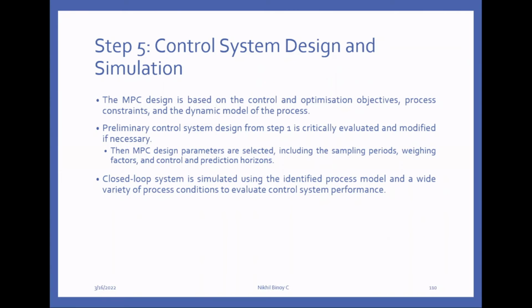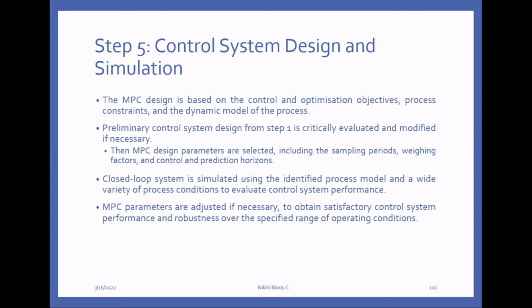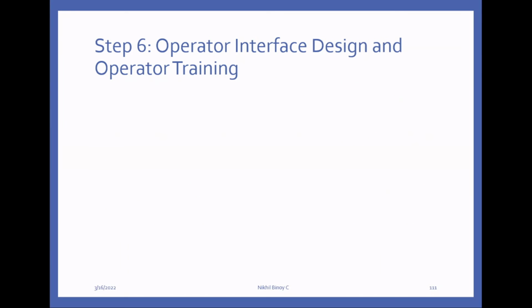Closed loop system is simulated. This is also very important. After designing we have to simulate it, we have to test it. The closed loop system is simulated using the identified process model and a wide variety of process conditions to evaluate control system performance. And if necessary we can do some fine tuning on the designed model predictive controller.